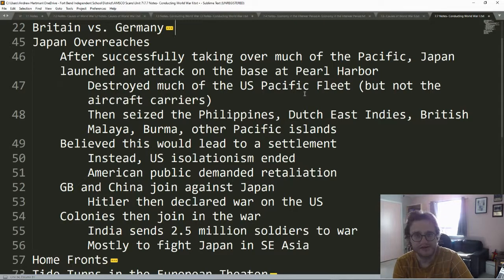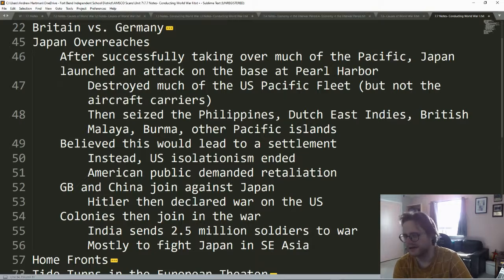The aircraft carriers are really going to define World War II in the Pacific more than anything. And they were out to sea on some sort of exercise. I don't even think they were necessarily doing anything big. And so once they did this, they seized the Philippines from America, the Dutch East Indies, British Malaya, Burma, and a lot of other Pacific islands. Again, they thought that because America was so determined to be isolationist, the Americans would just settle with the Japanese and allow them to take over Southeast Asia.